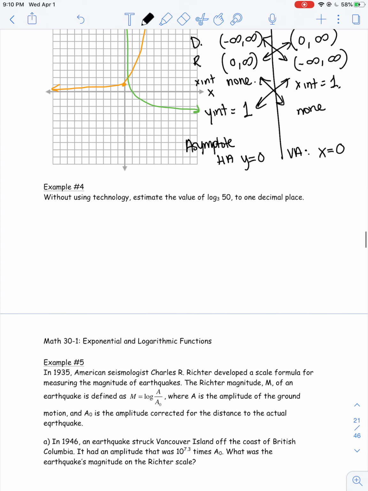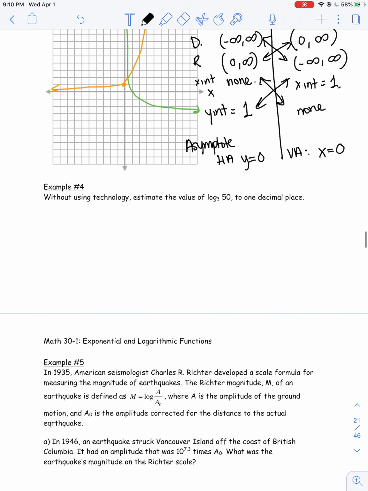Example number 4, without using technology, evaluate the value of log base 3 of 50 to 1 decimal place. So a way of rewriting this would be going log of 50 divided by log of 3. So that's one way to do it. Or if you're trying to do this without a graphing calculator, it's kind of an estimation, like a trial and error kind of method.